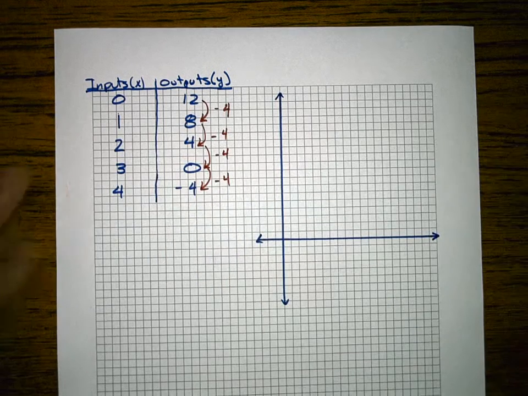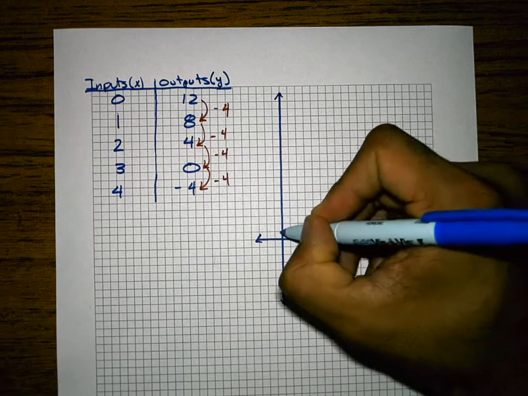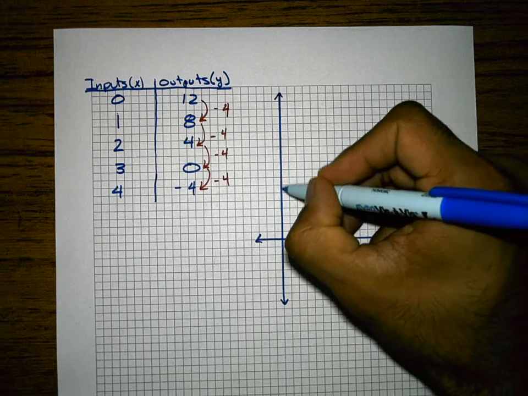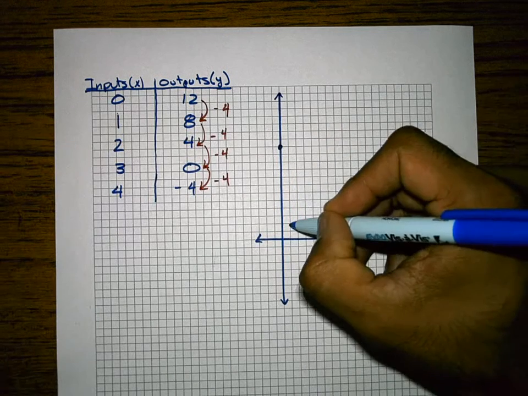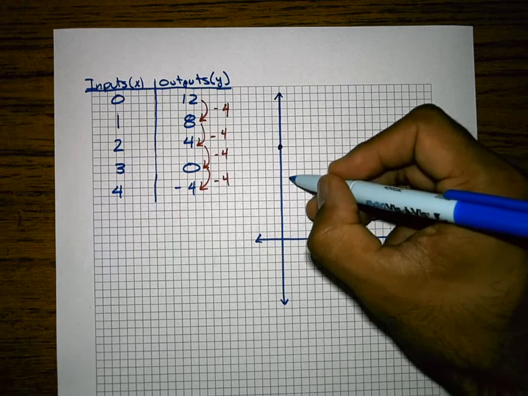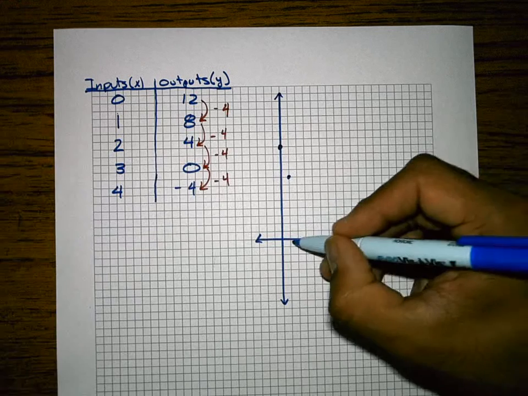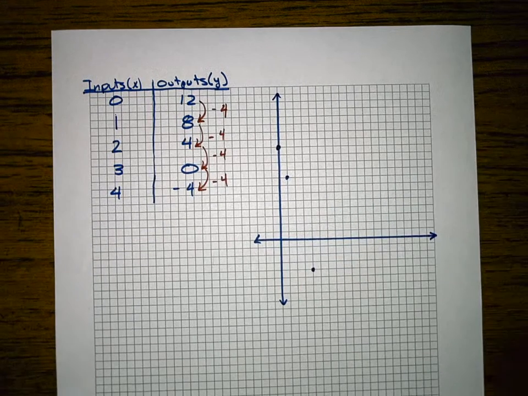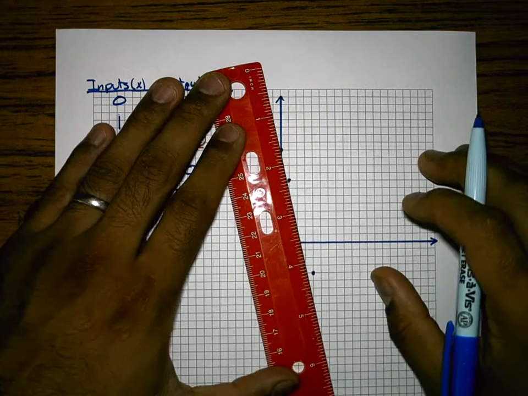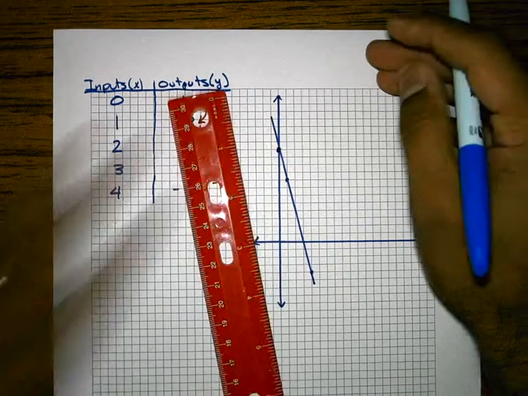negative 4. Okay, so I'm going to plot this just so I can get a picture of it. So I'm looking at 0, 12, 1, 8, and then I'll jump down here to 2, 4. And if I connect all those dots, you can see here, yes, I'm going to get a linear relationship. So it is a linear function.